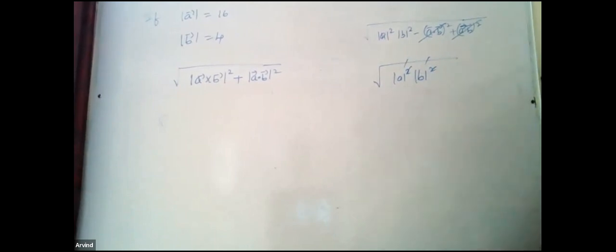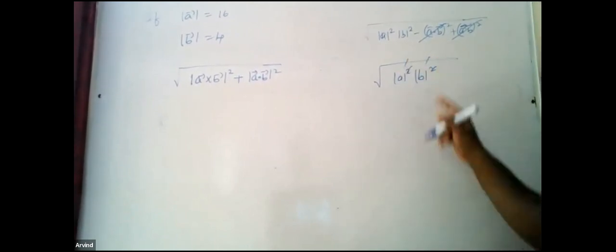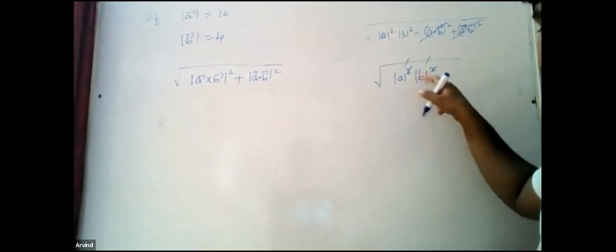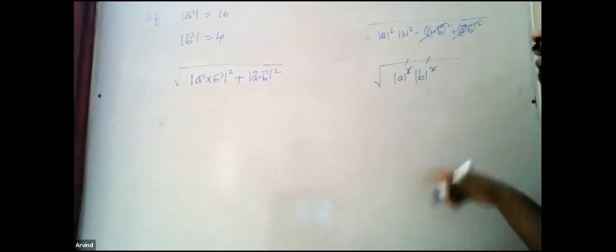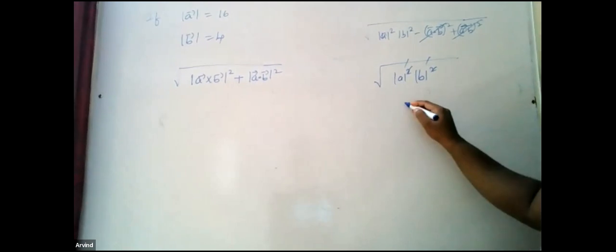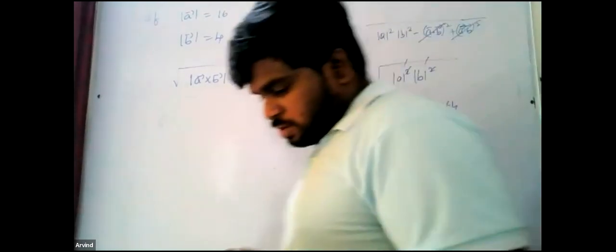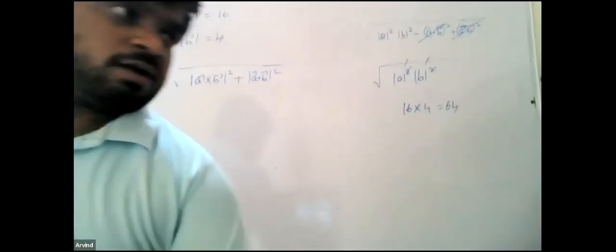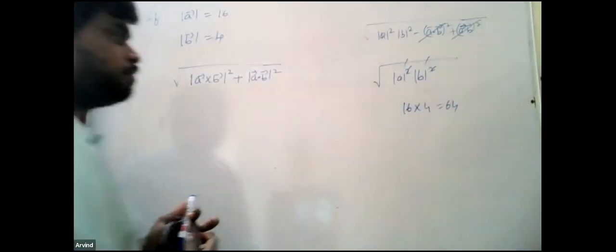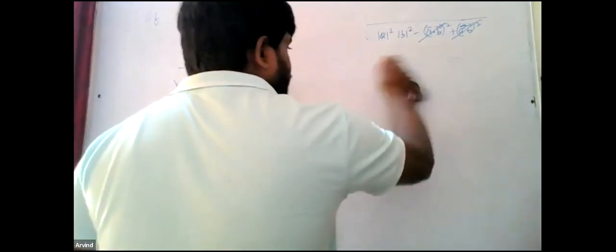Because there is a product, 64. Yeah, since it is in a product, you can cancel it. Suppose there was a plus or minus here, you shouldn't have done it. Now you can do it. So it is 16 into 4, that is 64. Okay, this is from year 2019. Okay, let's go to the next question then.